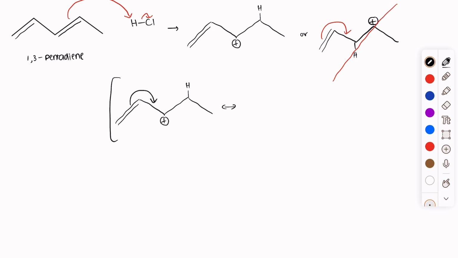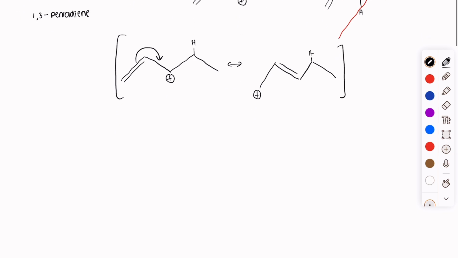So let's say we move that double bond that way. This leaves it a positively charged primary carbocation. Cool. So these are your 2 resonance structures. Now we're going to do the same thing. This chloride is going to be attacked by the positively charged carbon, forming this product. And we're going to do the same on this side.